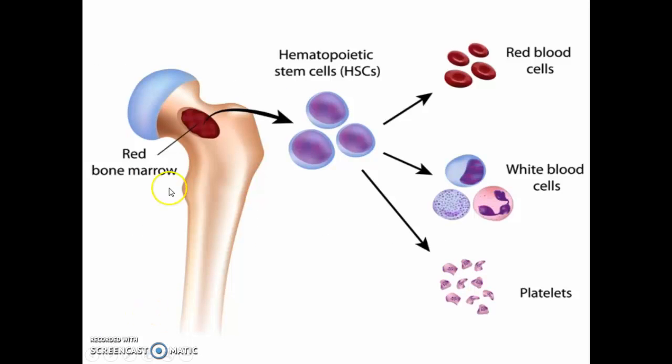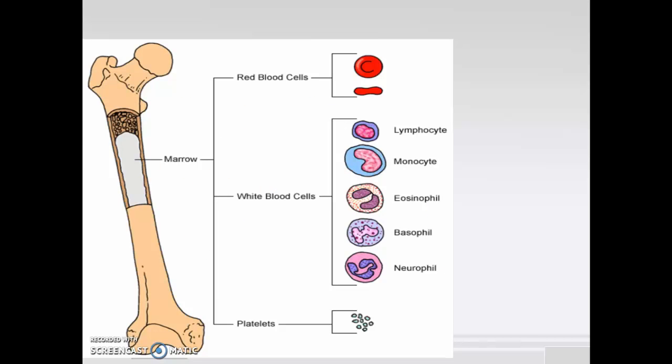As you can see here, this is the red bone marrow. And here, stem cells develop. Now, do you know what stem cells are? Stem cells have the capability to differentiate into any kind of cell, whether it's a red blood cell, white blood cell, or platelets. So this is bone marrow. And you can see here what is formed. These are the types of white blood cells like neutrophil, basophil, eosinophil, monocytes, and lymphocytes too, right?